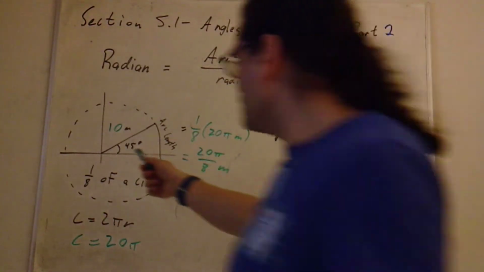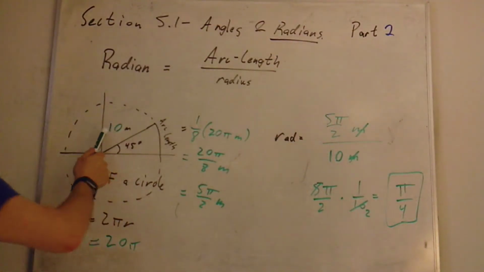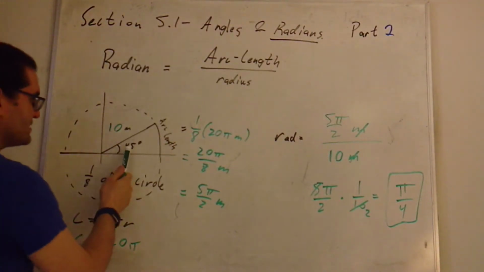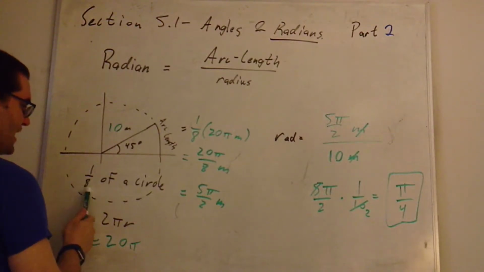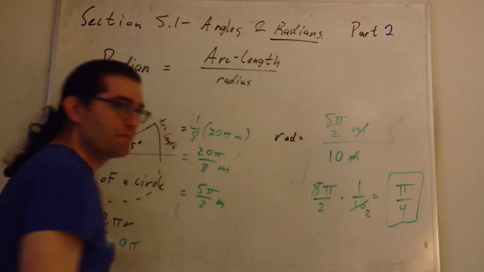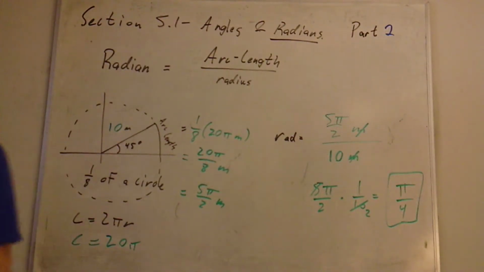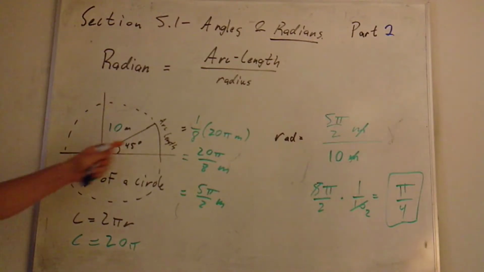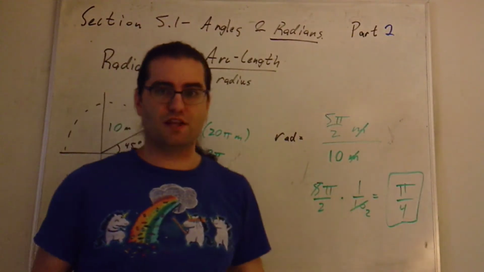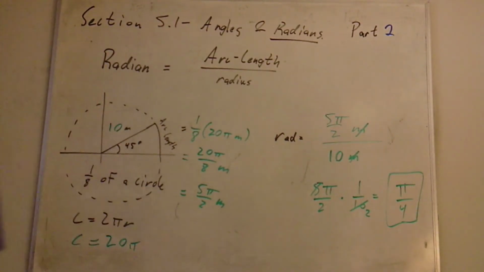So you can change this number around to whatever you want. It can be anything. It definitely doesn't matter. As long as this is a 45-degree angle and you're looking at 1/8 of a circle, you will always get a radian measure of pi over 4. So this is very robust to changes in size. You change the size of these measurements, as long as the angle stays the same, this radian measure will stay the same, which is what we want as a measure of angles.